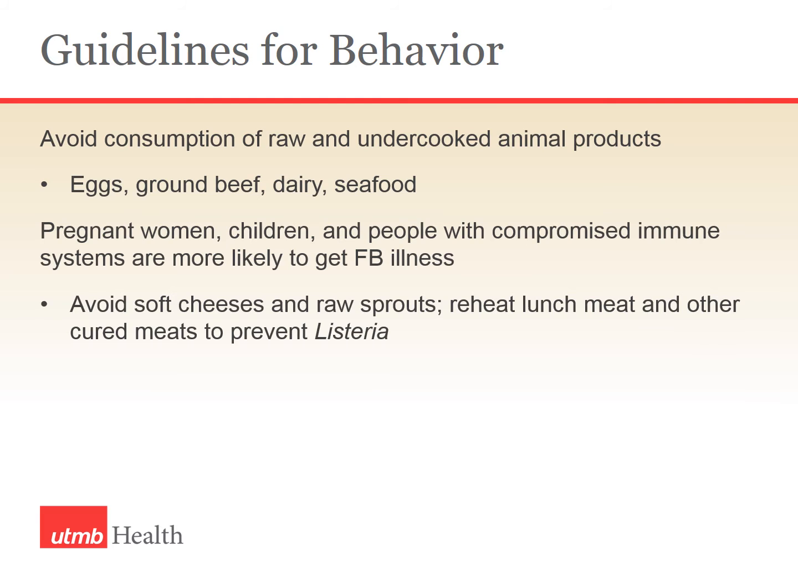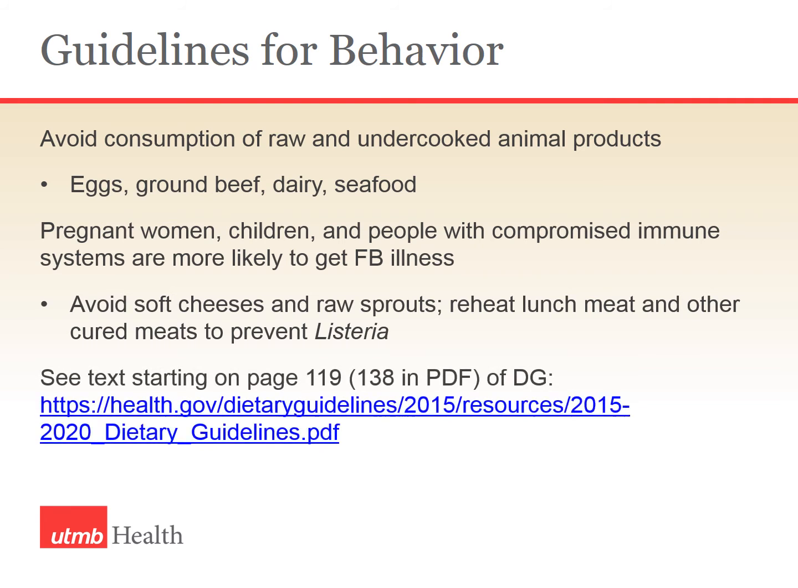Raw sprouts, vegetable sprouts or bean sprouts tend to have higher amounts of bacteria in them that are difficult to get rid of. Women who are pregnant should also reheat lunch meat and other cured meats to prevent listeria because those foods are more likely to carry listeria, and the consequences are more severe for pregnant women, potentially. If you want to read more about this, you can see the text of the dietary guidelines beginning on page 119 in the link below.